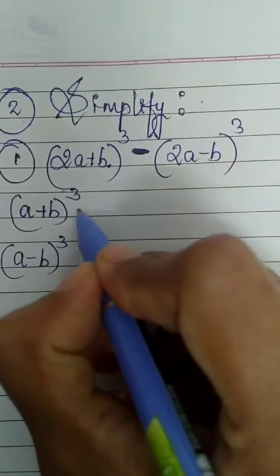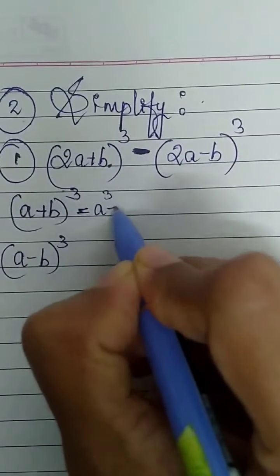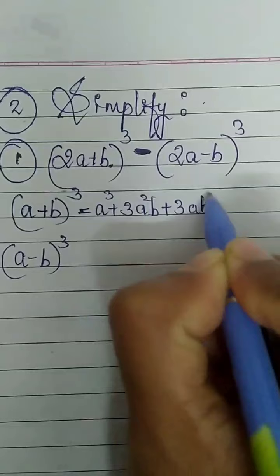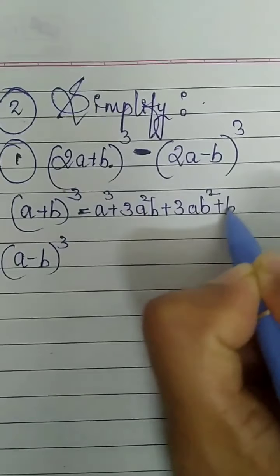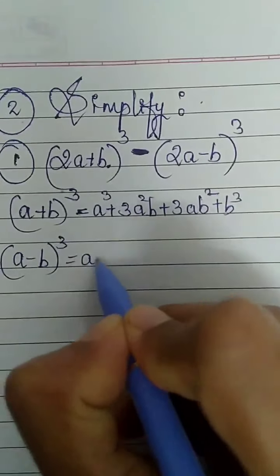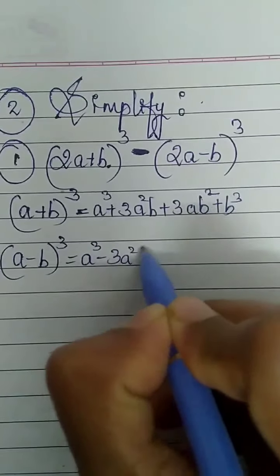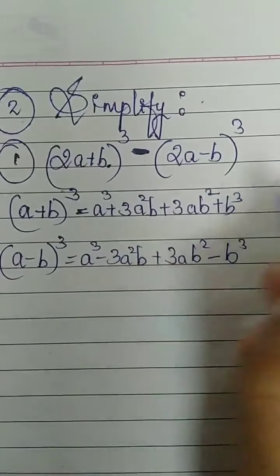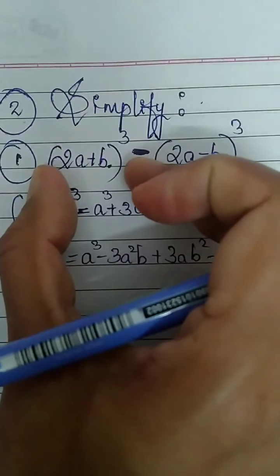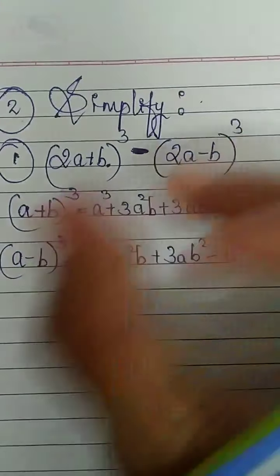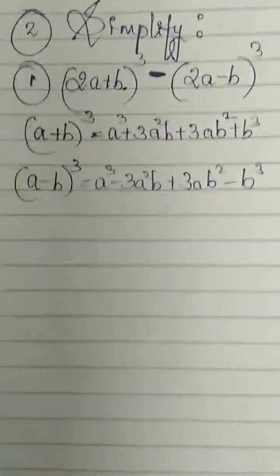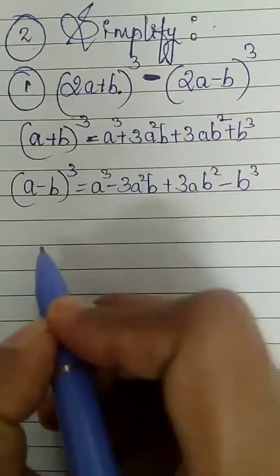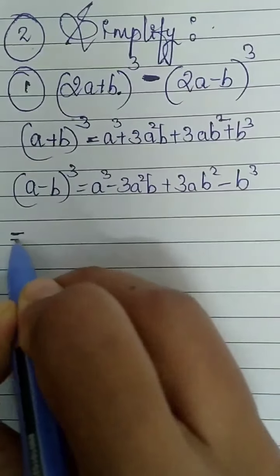So what is the formula here? (a plus b) the whole cube is a cube plus 3a square b plus 3ab square plus b cube. You should be very smart now. (a minus b) the whole cube is a cube minus 3a square b plus 3ab square minus b cube. So first we will solve this part, put the minus sign, and then we will solve this part. Same as the previous practice set, only here the sums are a little lengthy. So we will put an equal to and start.